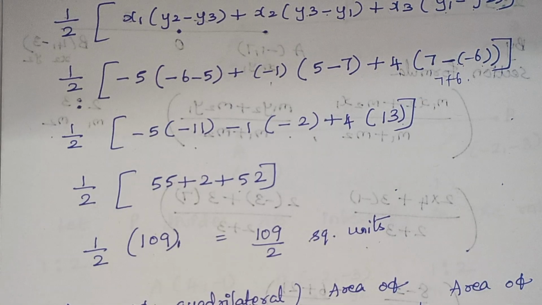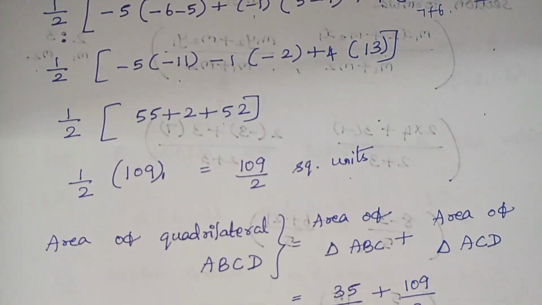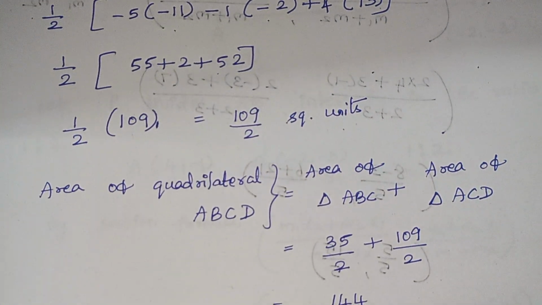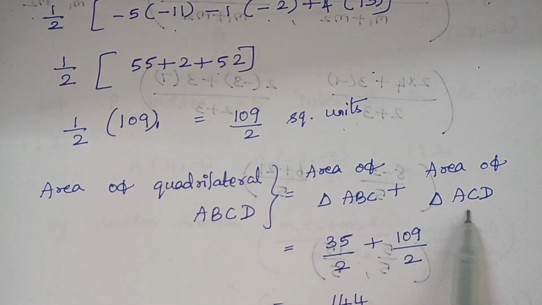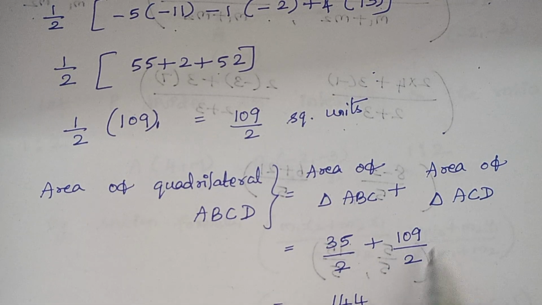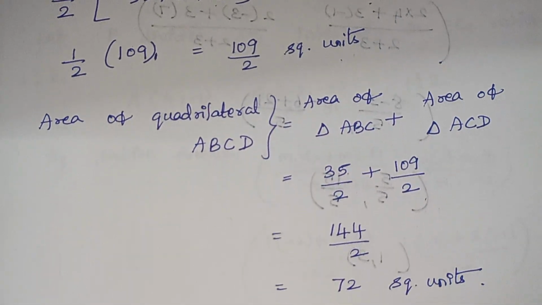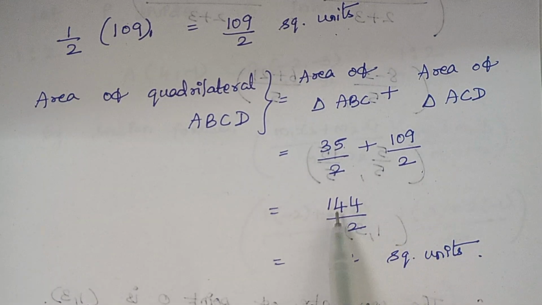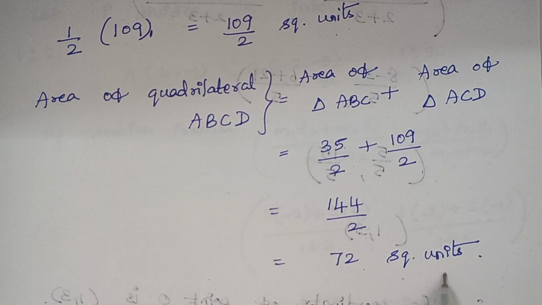Now we have calculated the area of the two triangles. Now the area of the quadrilateral is nothing but we have to add the area of the two triangles. So once you substitute the values, you see 35 by 2 plus 109 by 2. Once you simplify, here you get the answer as 144 divided by 2. And when you divide, you see 7 2s are 14 and 2 2s are 4. The final answer is 72 square units, right?